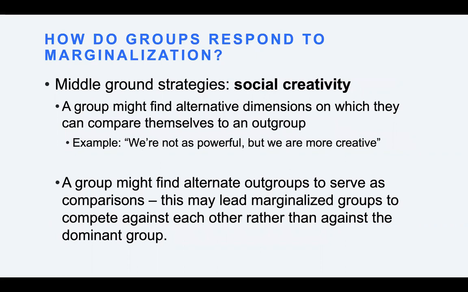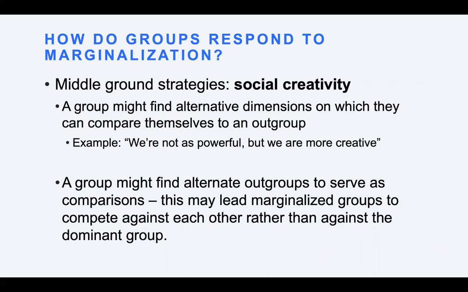And a middle ground strategy is social creativity. So this is when a group might find alternative dimensions on which they can compare themselves to an outgroup. So if your group is negatively evaluated, you might say, we're not as powerful, but we are more creative. So this is really a communication-based strategy because you're going to be creative and strategic about the way that you communicate about your group.